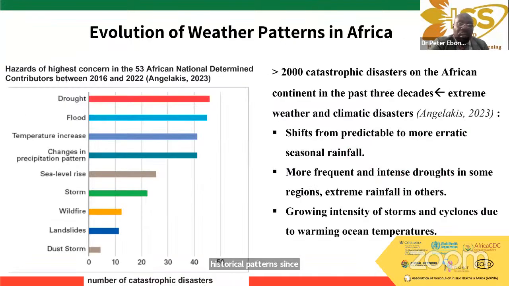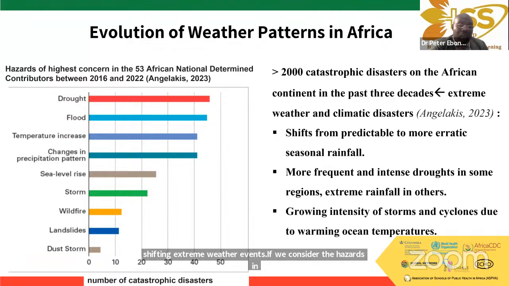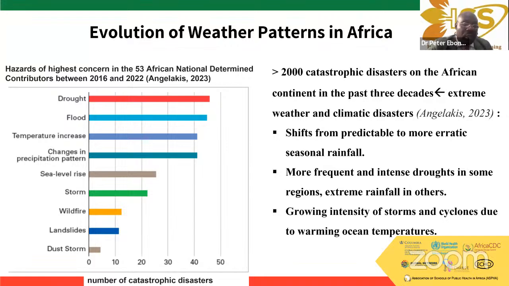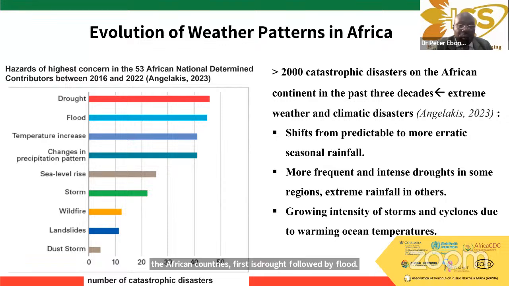If we consider the different hazards in African countries, among the first is drought, followed by flood. The flood is also linked with the temperature increase and the change in precipitation patterns. We can see that these together are the ones affecting Africa the most. Over the past 3 decades, there have been more than 2,000 catastrophic disasters on the African continent due to extreme weather and climatic disasters.